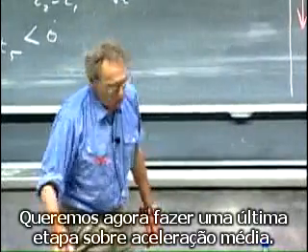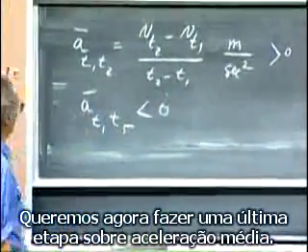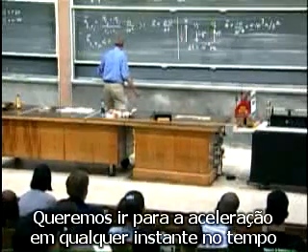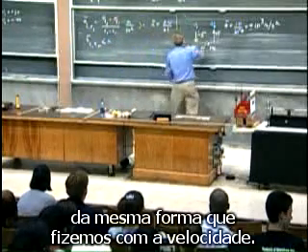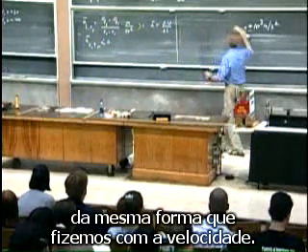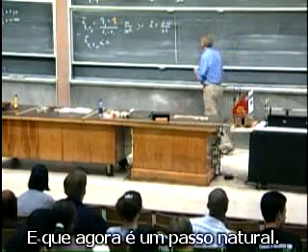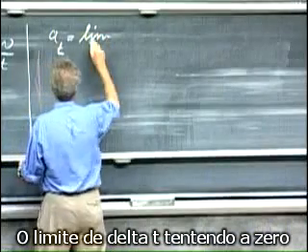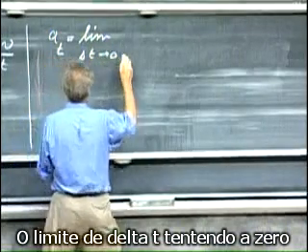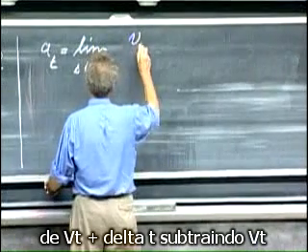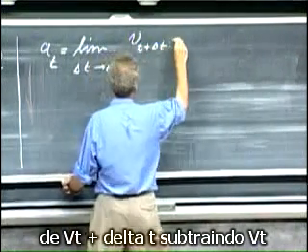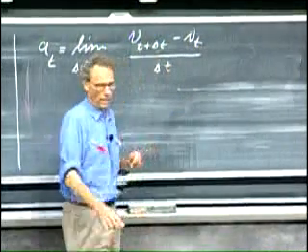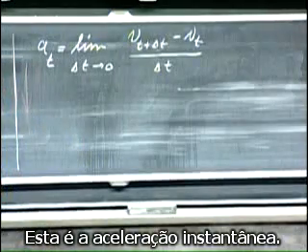We now want to make one last step from average acceleration. We want to go to the acceleration at any moment in time, just the way we did that with velocity. And that now is a natural step. The acceleration at any moment in time would be the limit for delta t goes to 0 for v measured at t plus delta t minus v at t, divided by delta t. So that is the instantaneous acceleration.